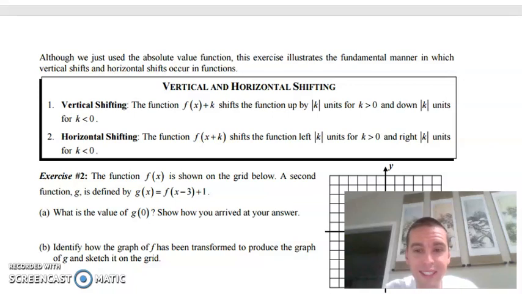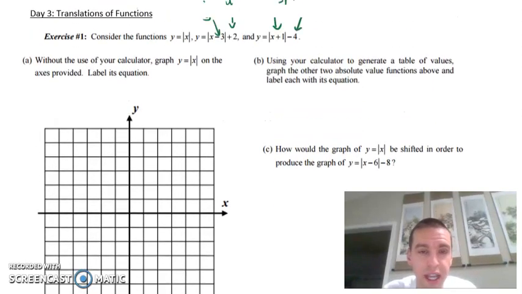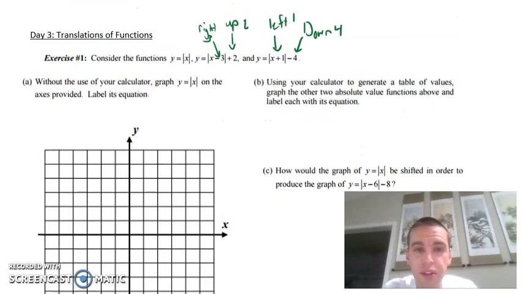Hello everyone and welcome to day 3, second video, but day 3 of notes where we're looking at transformations. And in class, already on page 14, we looked at how the beginning of the translations works. So we graphed an absolute value, and then we looked at how these two functions compared to the original absolute value. And if you weren't here, you can get notes from someone on that.